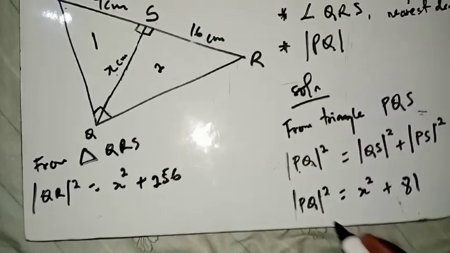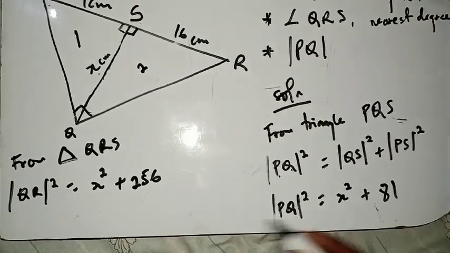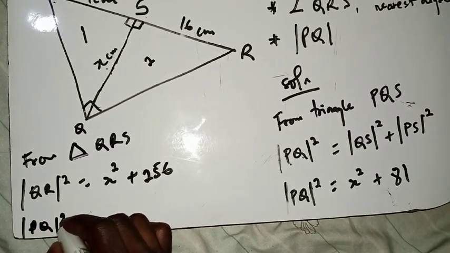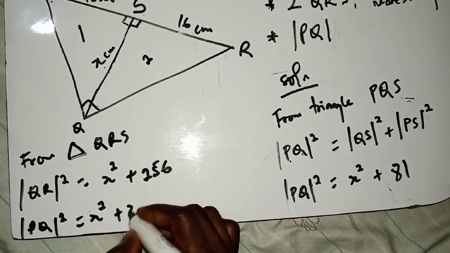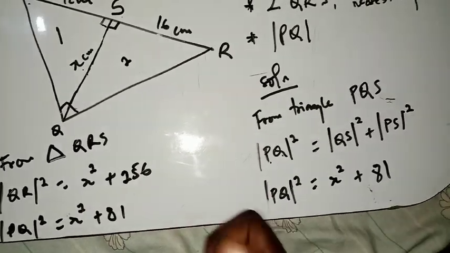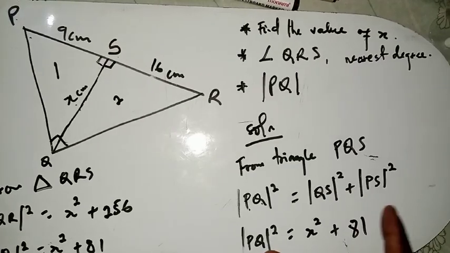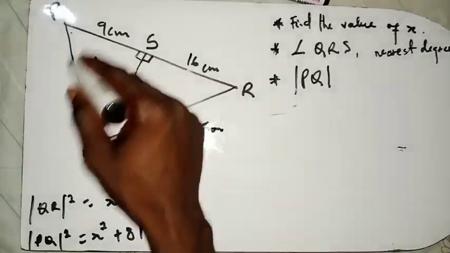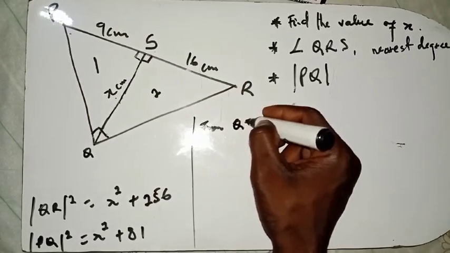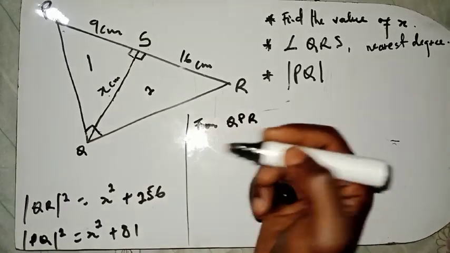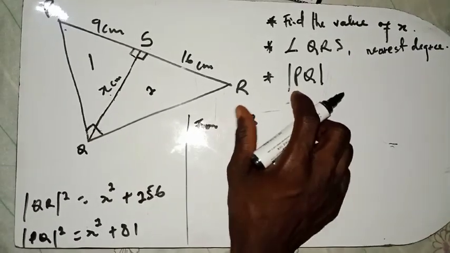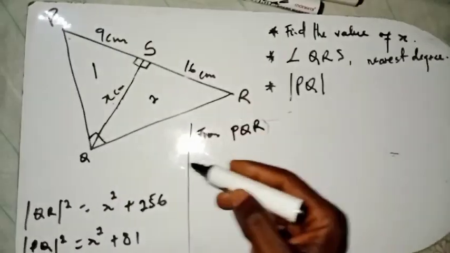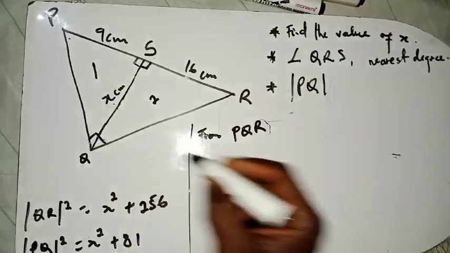So let me maintain, because of space here, let me keep them here. So I have QS square equal to x squared plus 81, right? So that I can easily wipe this space here, right? Okay, so from the whole triangle, that is QPR, or maybe PQR, right? Maybe let's do it in alphabetical order, so that should be PQR, right? From the whole triangle here, that is a right angle triangle because of this notation once again.